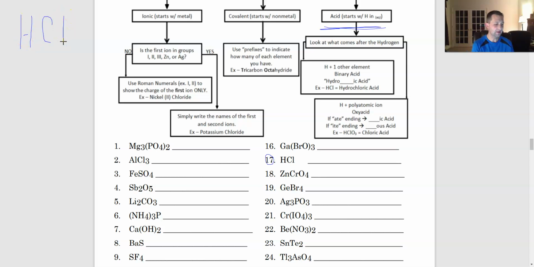And if you want to ask yourself, after the hydrogen, I have one element. Okay, it's just Cl. So my category would be H plus one other element right here. Okay, so it's a binary acid. If you remember when we wrote formulas for this, if you start that acid with the prefix hydro, it means H and one other thing. Okay, so in this case we have H and one other thing, so it starts with the prefix hydro.